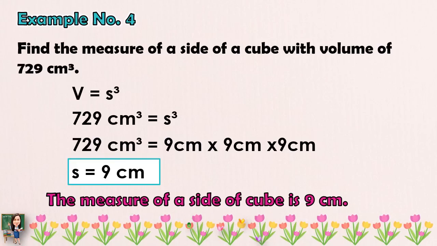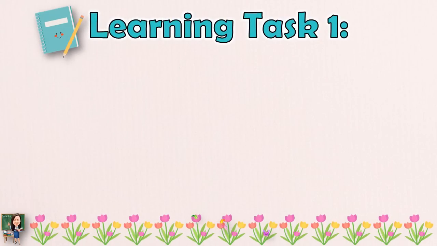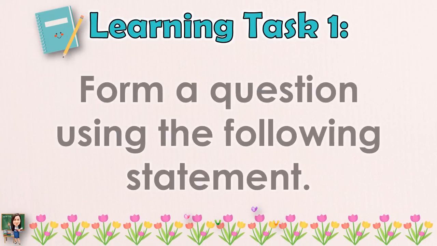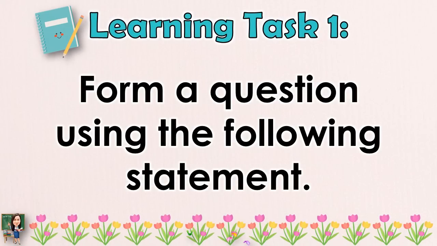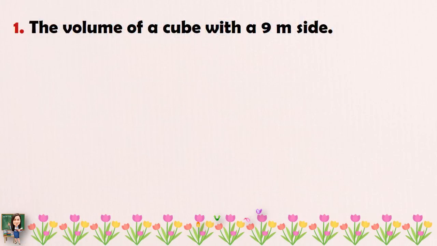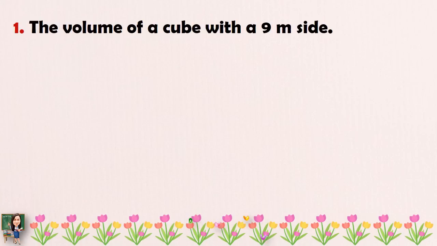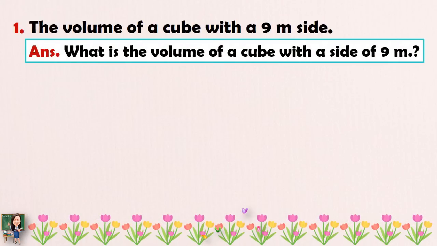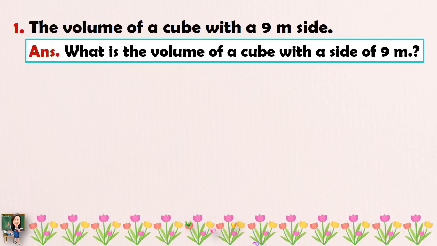And now let us proceed to the following activities. Learning Task 1. Form a question using the following statement. Number 1. The volume of a cube with a 9 meter side. What will be the best question for this? Very good. The answer is, what is the volume of a cube with a side of 9 meters?